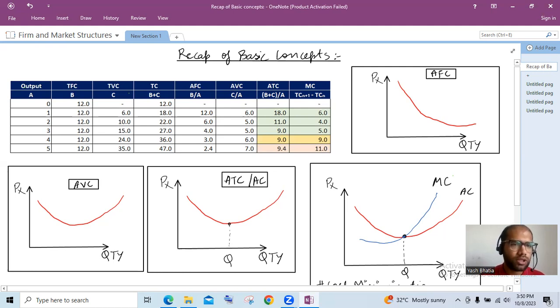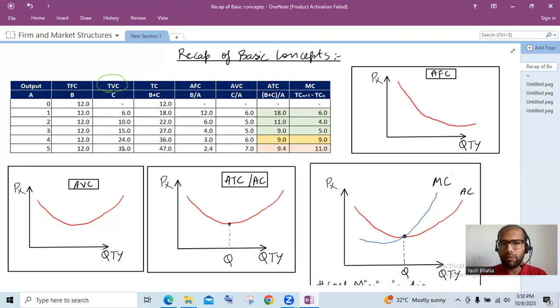Okay. The second type of cost is total variable cost. Total variable costs are the costs which are directly dependent on the level of output. So as the output increases, total variable cost also increases, and as the output decreases, total variable cost also decreases. In this example, I've assumed for 1 unit, total variable cost is 6, for 2 units, total variable cost is 10, and so on. Okay. These variable costs can increase linearly or non-linearly depending on the type of industry you are in. So the main point to remember is total variable cost is the cost that increases as the level of output increases.